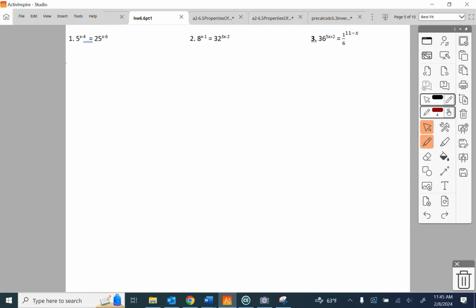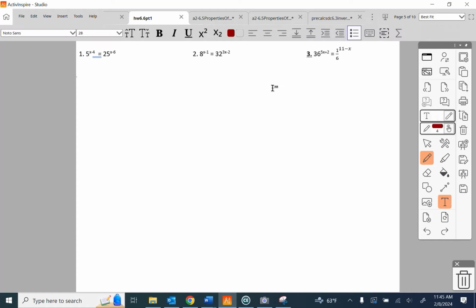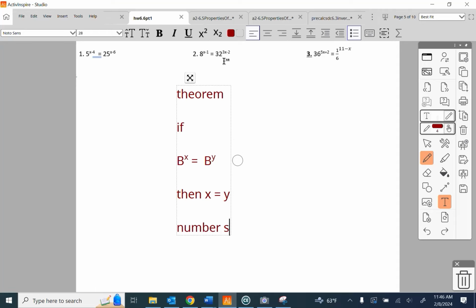It's time to do the actual assignment for 6.6 part 1, which was solving exponential equations. Now, you have this idea out there. It's a theorem. It says if you have a base to some exponent x, and it's equal to the same base to a y, then x equals y. And this is sadly something that requires number sense.